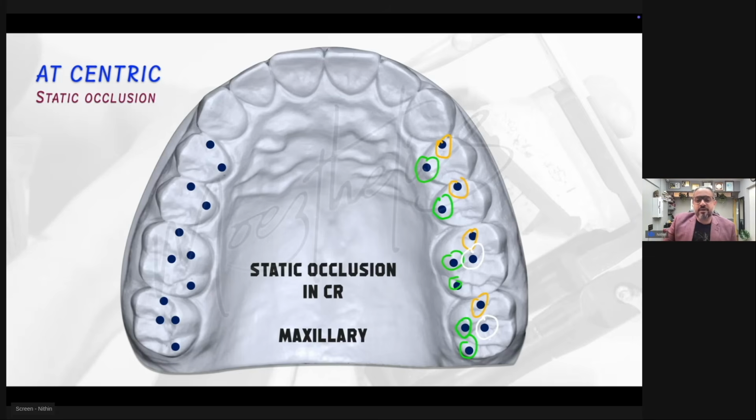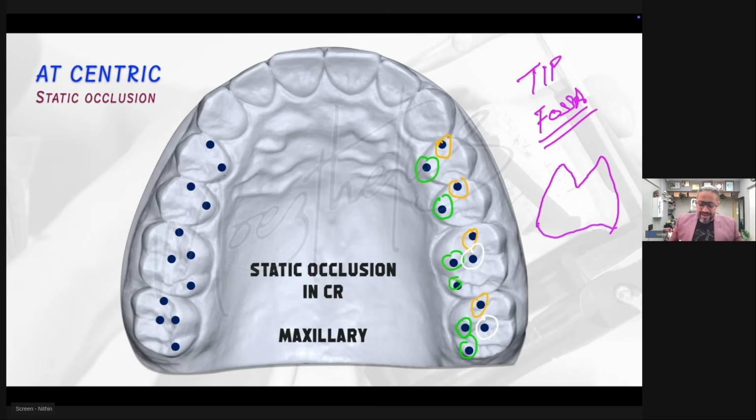Now, what's important to recognize, friends, is that these contacts are either at the cusp tip or at a fossa. If you remember, the occlusal scheme that we followed today is cusp tip to fossa relationship. If I were to show you a cross section, look here. This is, let's say, a molar. Where are the contacts on a molar? There is a functional cusp tip contact here, and there is a central fossa contact here.